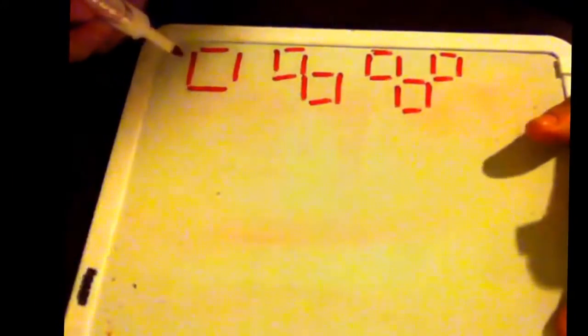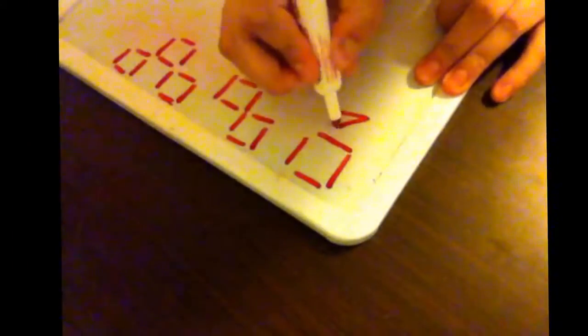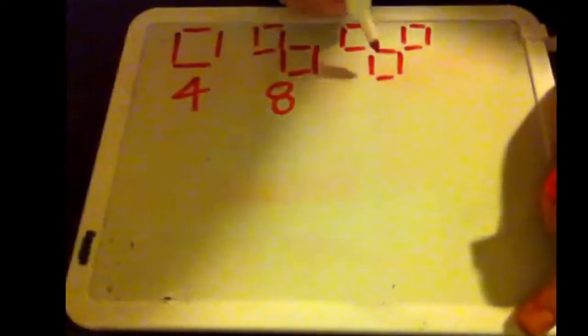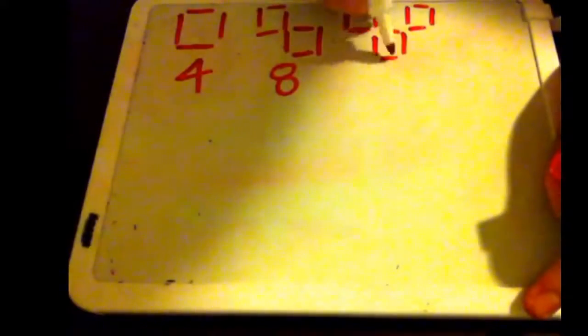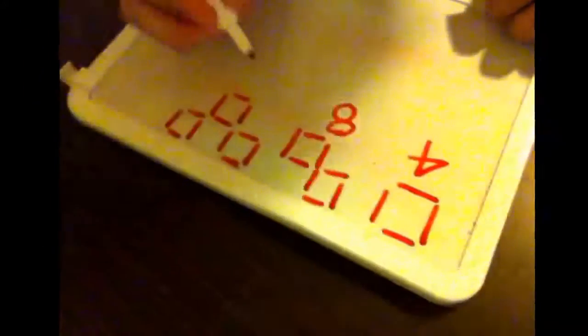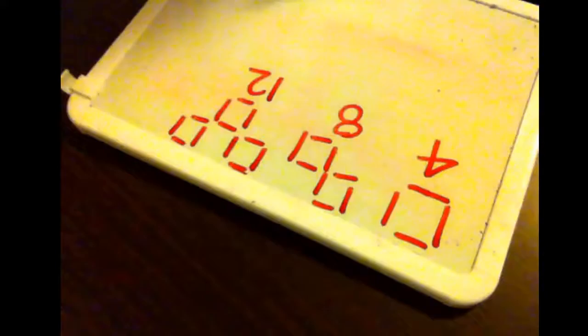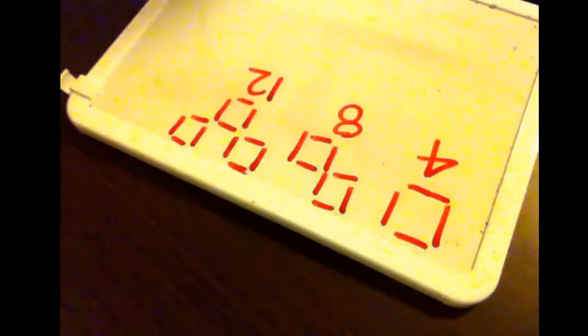So we have 1, 2, 3, 4 sticks that make up this pattern. 1, 2, 3, 4, 5, 6, 7, 8. 8 sticks that make up this pattern. 1, 2, 3, 4, 5, 6, 7, 8, 9, 10, 11, 12. 12 sticks that make up this pattern. So it looks like we're adding 4 to each pattern.